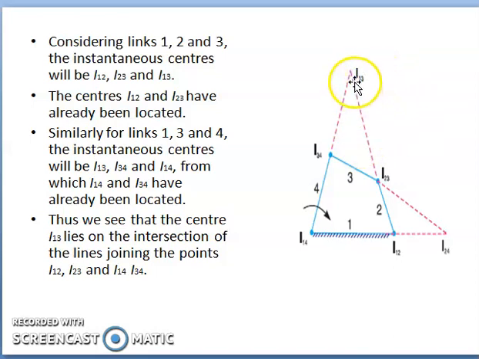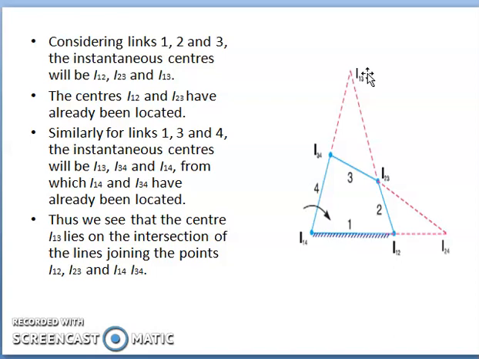Then that will give the location of the instantaneous center I13. So similarly, another combination involving 1, 3 will be 1, 3 and 4. So I14 is already located. I34 is also located. So if you extend this line, along this line you can see I13 will be located. So join those two lines. They will meet at a point and that point is I13. So this is how you have to locate the instantaneous centers which are neither permanent nor fixed by using Kennedy's theorem.